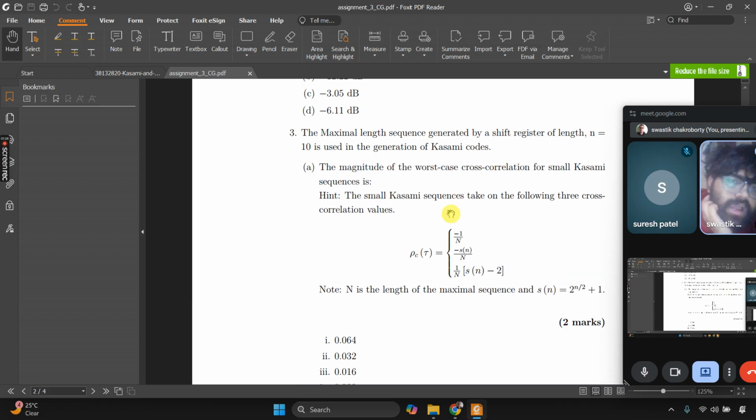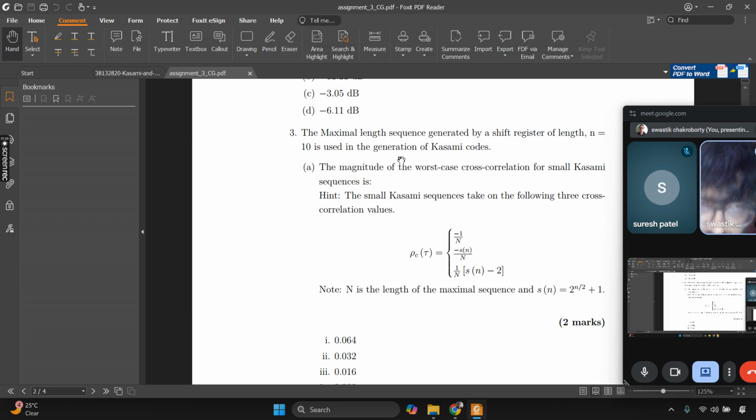Here you see the maximal length sequence generated by a shift register of length n equal to 10, used in the generation of Kasami codes. Of course, n equal to 10 is way too large for hand generating Kasami codes, so you will not be asked to hand generate them like that. Instead, you will be given MATLAB assignments to generate Kasami codes of practical lengths, because by hand we can generate length 3 or 4. After that it becomes untenable.